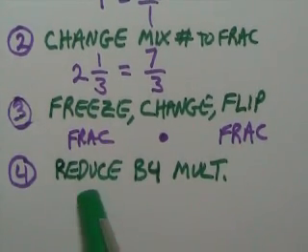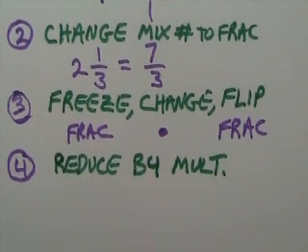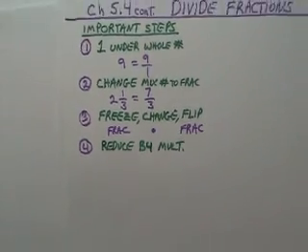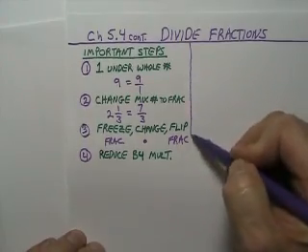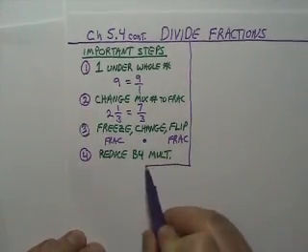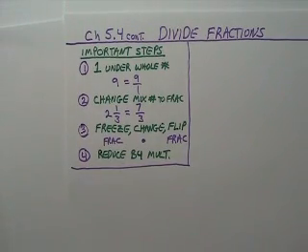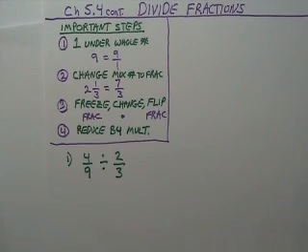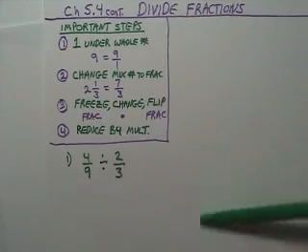And of course the last step is to reduce before multiplying. Reduce before multiplying. So I'm just going to kind of box that in. And these are the 4 steps that you need to follow. Okay, we're going to do 6 examples. I'm going to go down my page and come back up to the top and go down.